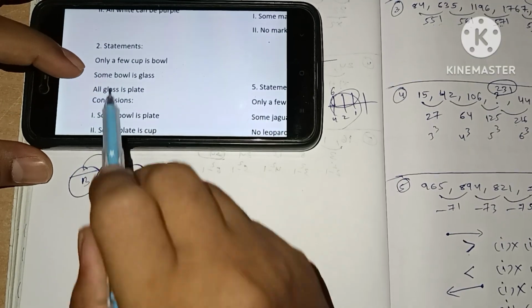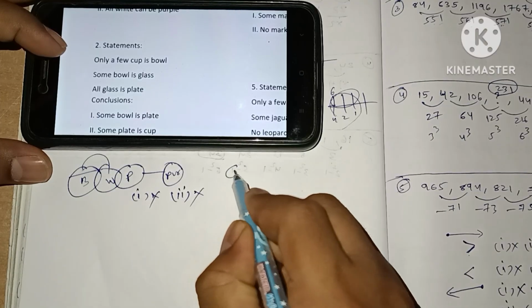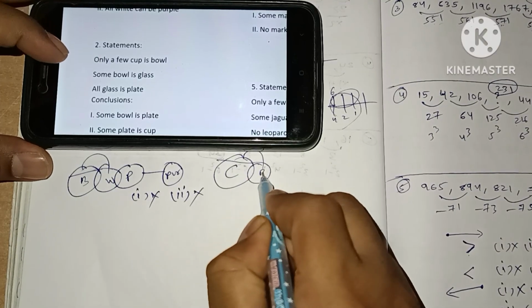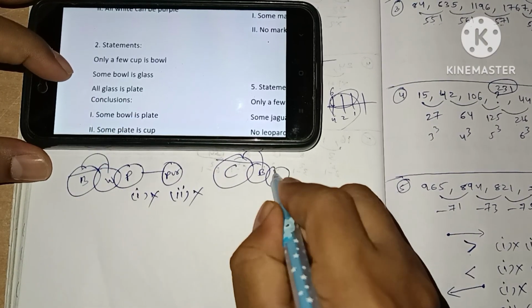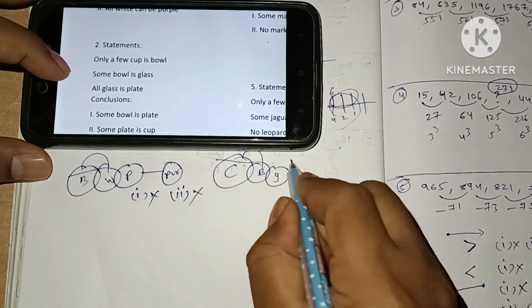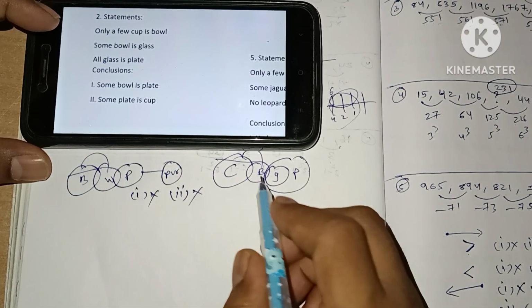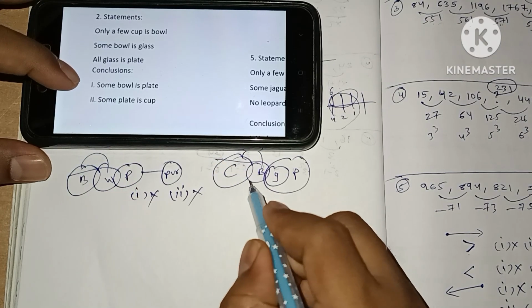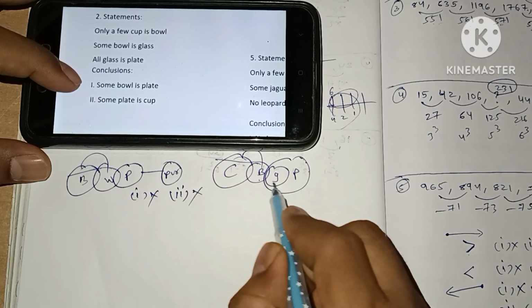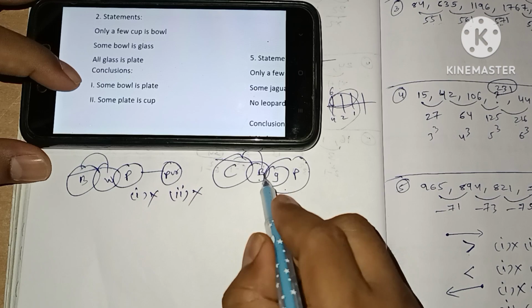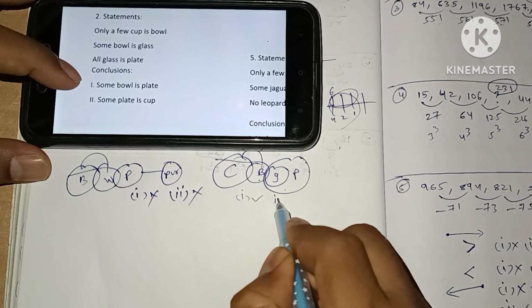Next, second question. Only a few cup is bowl. Some bowl is glass. All glass is plate. Let's see conclusions. Some bowl is a plate. It is a direct conclusion. So we need to check bowl and plate. There is sharing of some part. So first conclusion will be true.